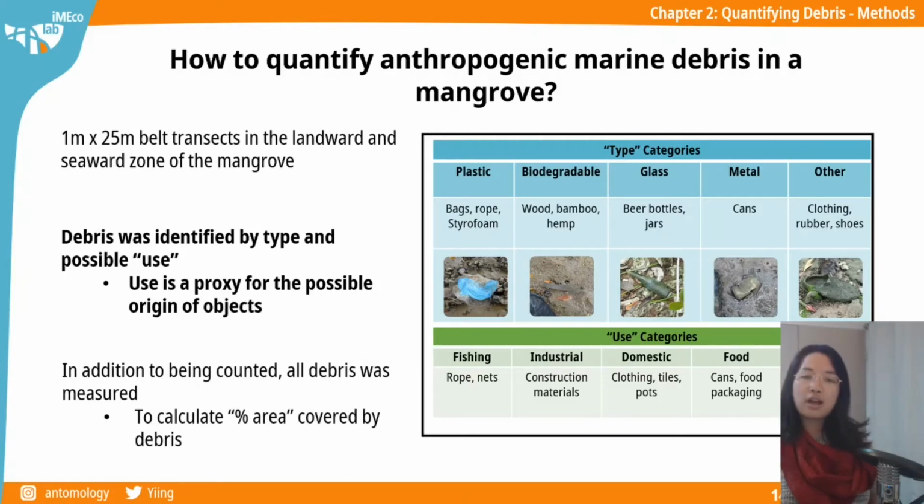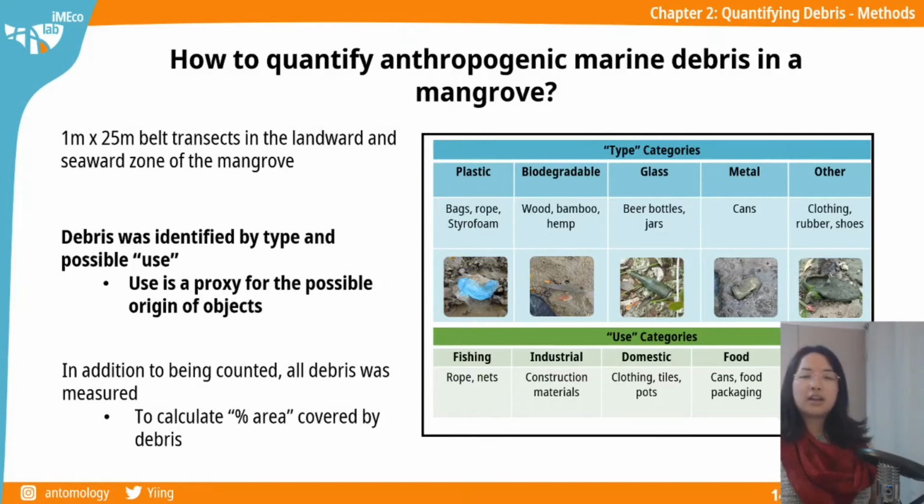And in addition to that, every item was given a use category, which was a proxy for the origin of debris. So if I found, say, an aluminium can, I put it under metal, and then it would be a food item. So each item got 2 categories assigned to it.